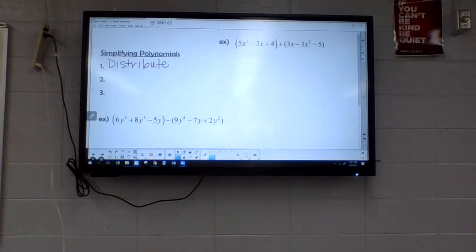And you can just call it a negative y to the fourth as well. Then next, it looks like y squared, right? So 6y squared minus 2y squared is going to be 6 minus 2, 4. So positive 4y squared.